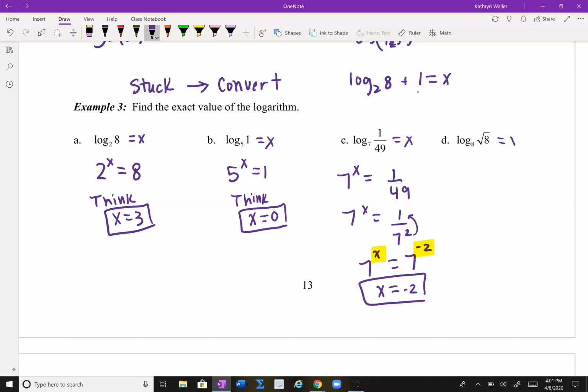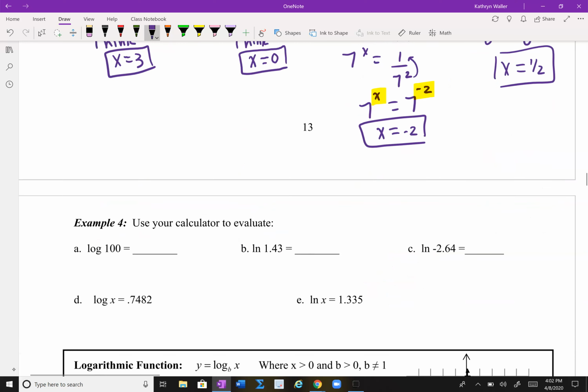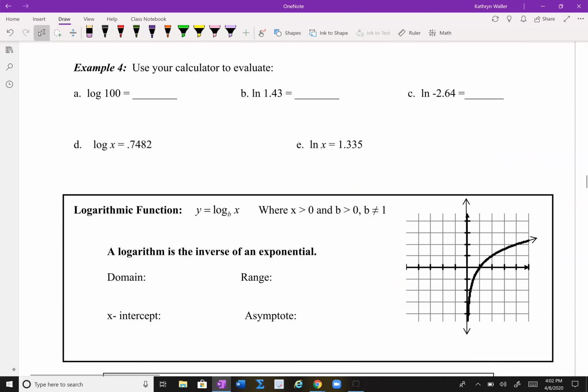Okay, this one, set it equal to x, convert it. So 8 to the x is equal to the square root of 8. And I can see I've got my 8, right? So if I have 8 to this equals 8 to that, then I know my exponents would be the same. I'm going to leave my x alone. The square root of 8 is the same thing as 8 to the 1/2. So therefore, my exponents must be the same, so x must be 1/2. That's it. Okay, use your calculator.